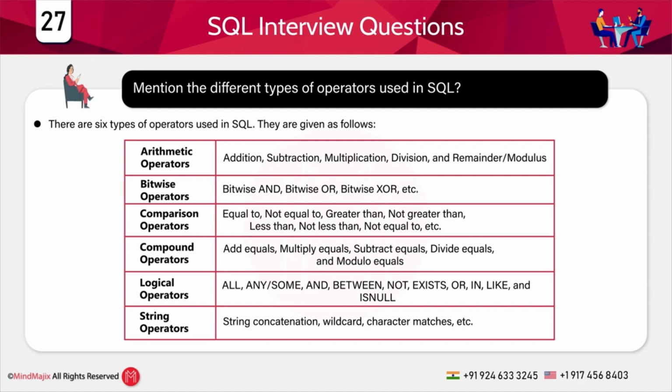Now, if you talk about bitwise operators, here you have bitwise AND, bitwise OR, bitwise XOR, and so on. The comparison operators have equal to, not equal to, greater than, not greater than, less than, not less than, and so on. After that, there are compound operators which have add equals, multiply equals, subtract equals, divide equals, and modulo equals. If you talk about the logical operators, here you have all, any, or some, and, between, not, exists, or, in, like, and is null. And the various types of string operators are string concatenation, wildcard, character matches, and so on.